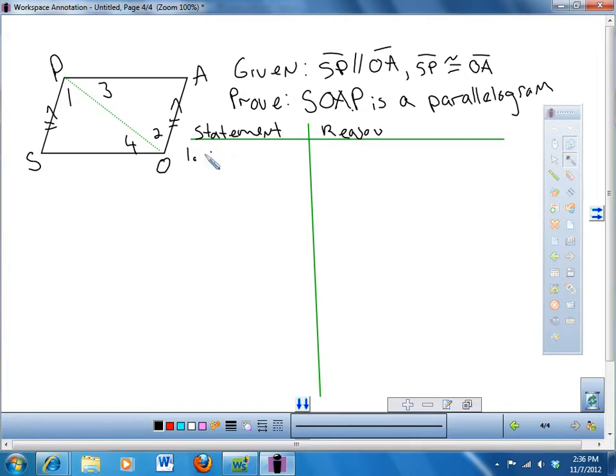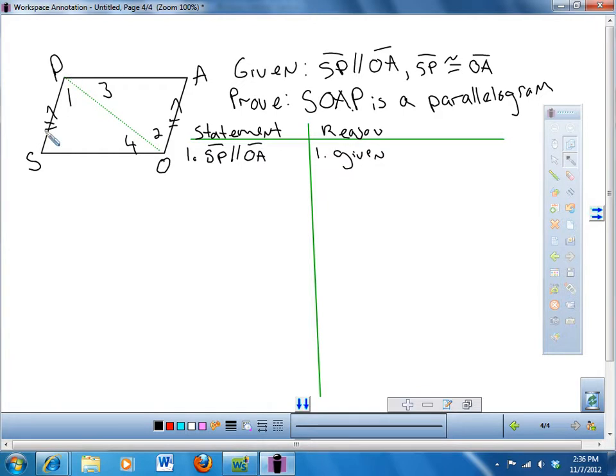So first let's put down SP is parallel to OA. Why can I say that? That's given, okay? But then I need to use that for something. What can I use that to say? Angle 1 is congruent. Nice, okay?